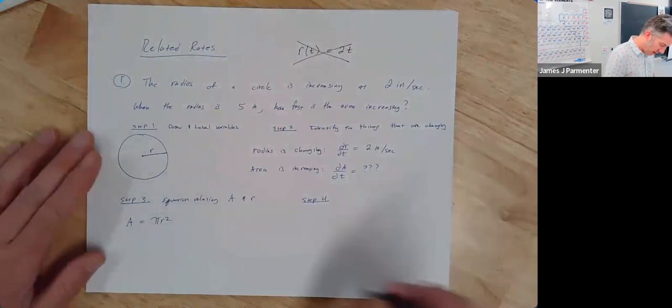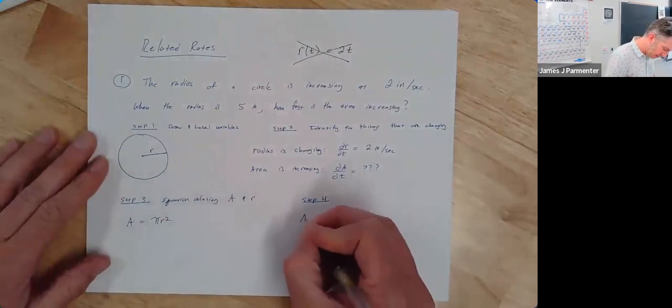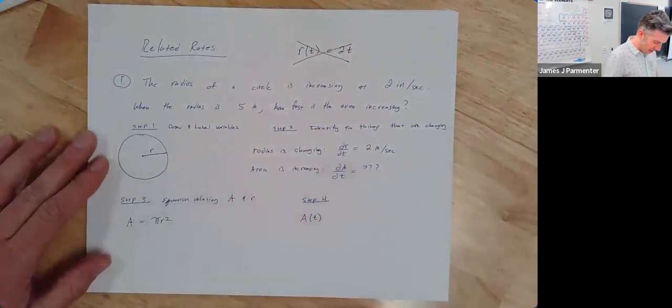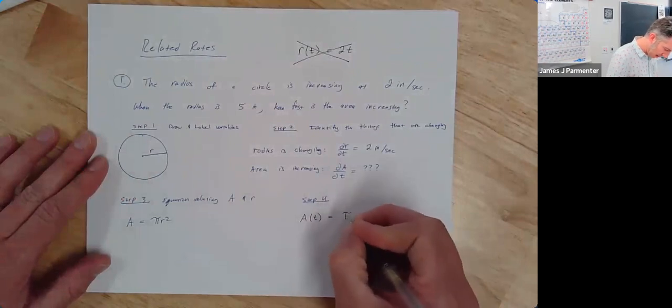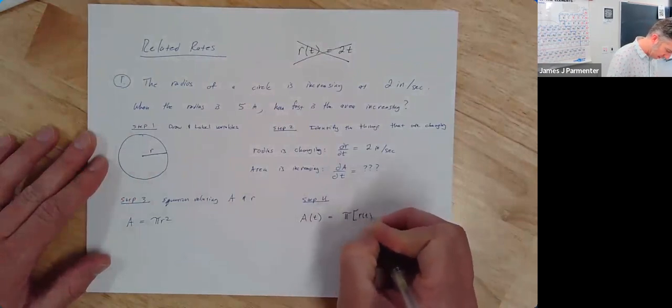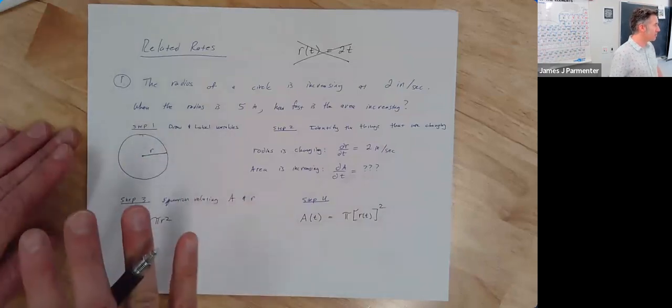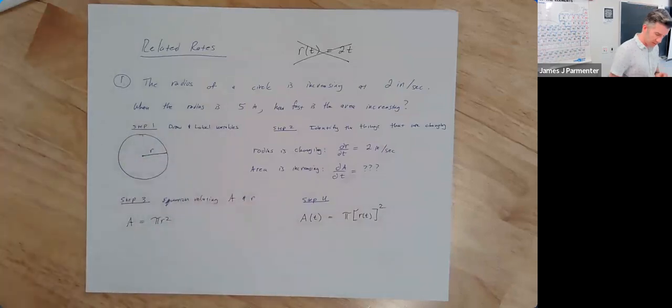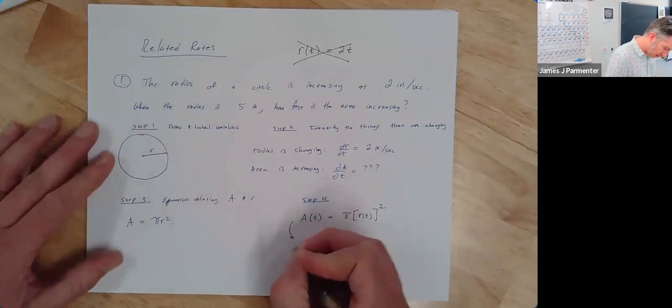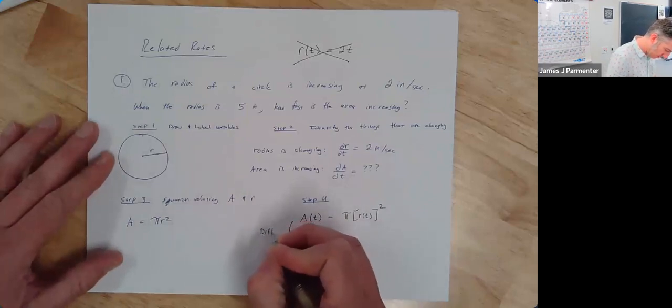So check this out. I'm going to rewrite this as area as a function of time equal to pi times radius as a function of time squared. Usually you're not going to do this, but I want you to see what's happening here. Then we're going to differentiate both sides.